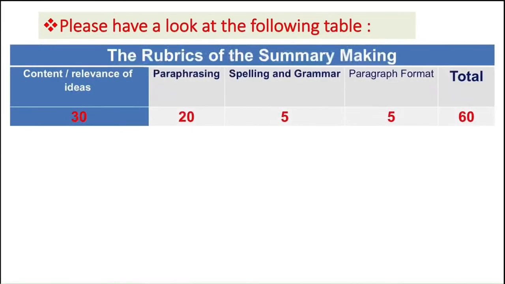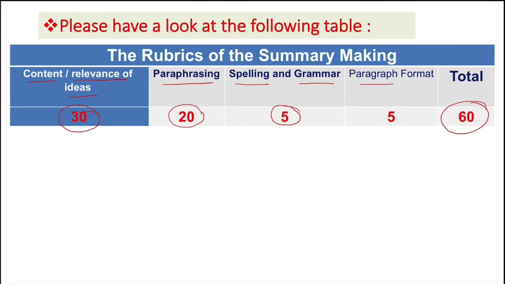Here we have a table of the rubrics of the summary making. The first thing we have, the total is out of 60 marks on the exam paper. So the content and relevance of ideas gets you 30 marks. It's out of 30. And paraphrasing is out of 20. And for any spelling and grammar mistakes, we have grammatical mistakes and spelling mistakes, it's out of 5, and the paragraph format is out of 5. So if you write in the form of a paragraph, you get those 5 marks.